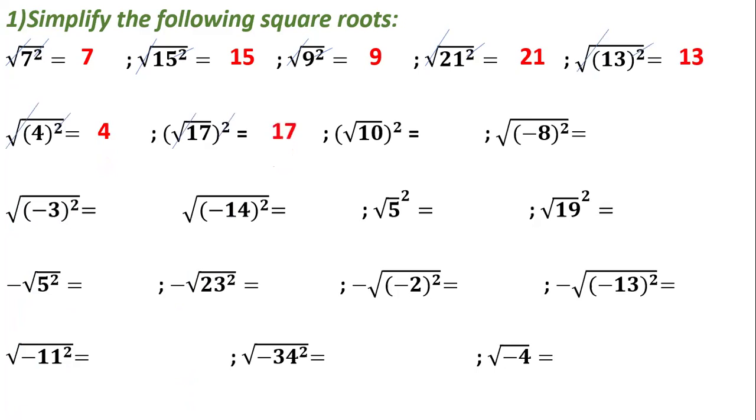17. Radical 10 squared, it's the same. The square cancels the radical, and the answer is 10.